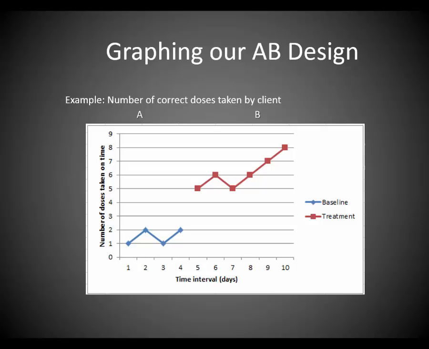So again, what you're seeing is that during the A phase, there are a low number of doses that are taken on time, but then during the B phase, there are a higher number of doses that have been taken on time.